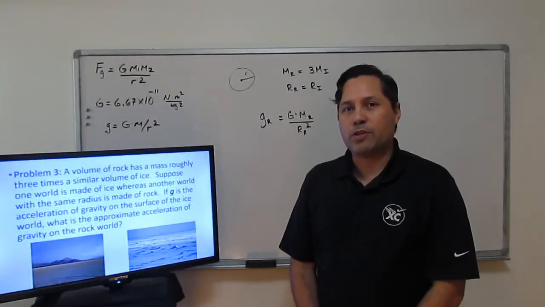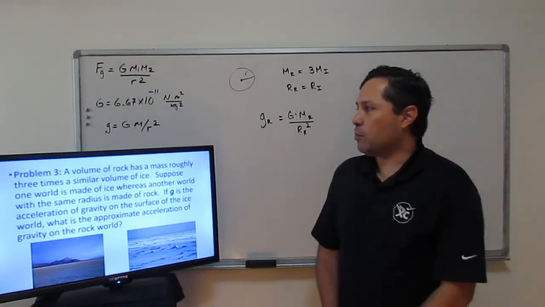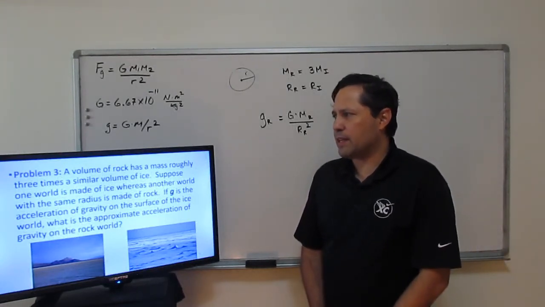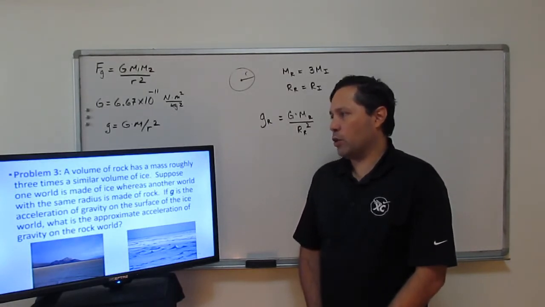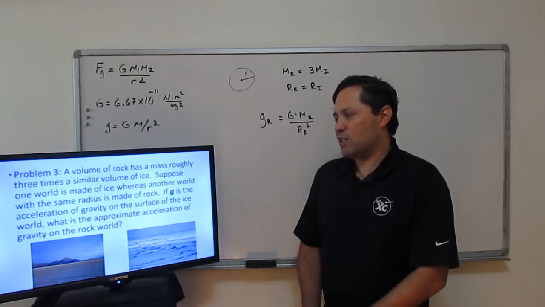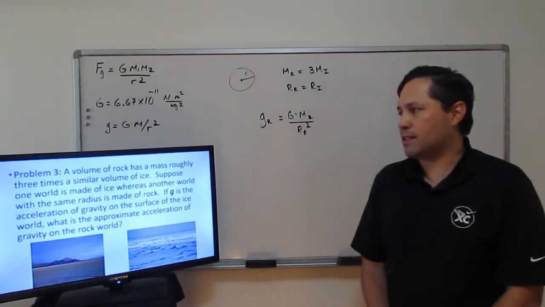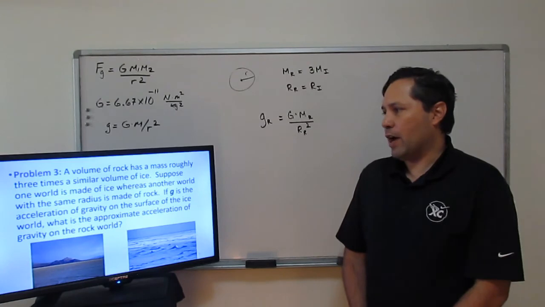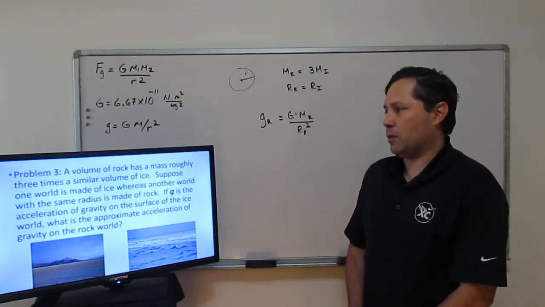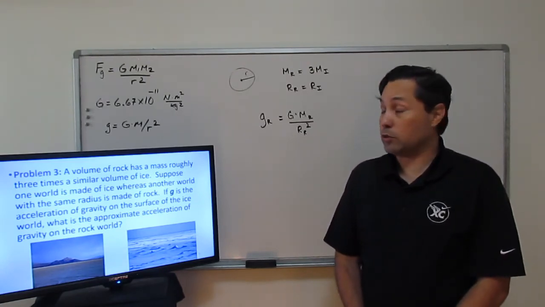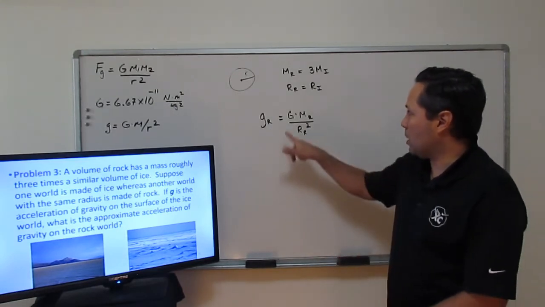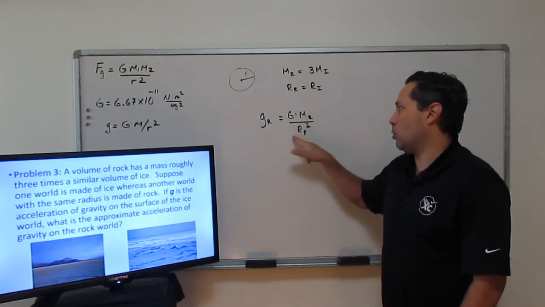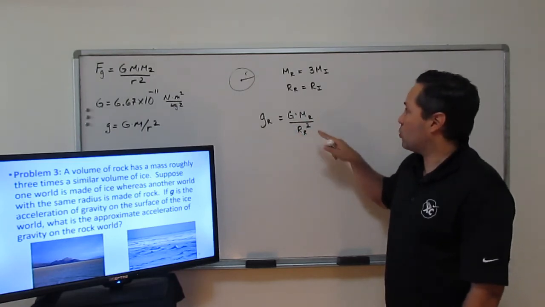In problem 3, they ask you the following question. A volume of rock has a mass roughly 3 times that of a similar volume of ice. Suppose one world is made of ice, whereas another world has the same radius, but it's made of rock. If g is the acceleration of gravity on the surface of the ice world, what is the approximate acceleration of gravity on the rock world?